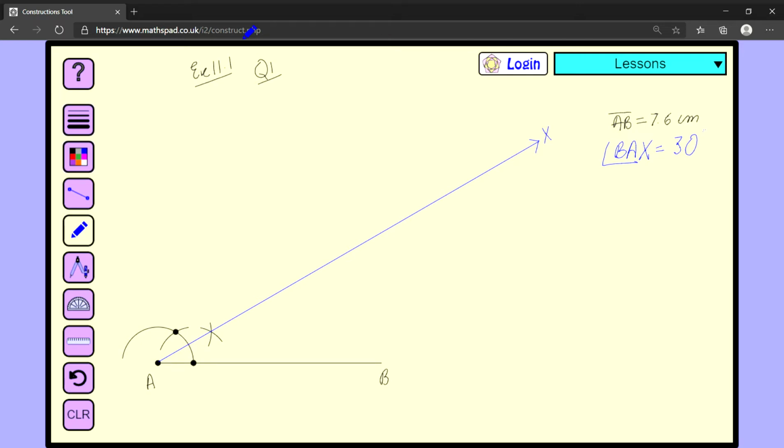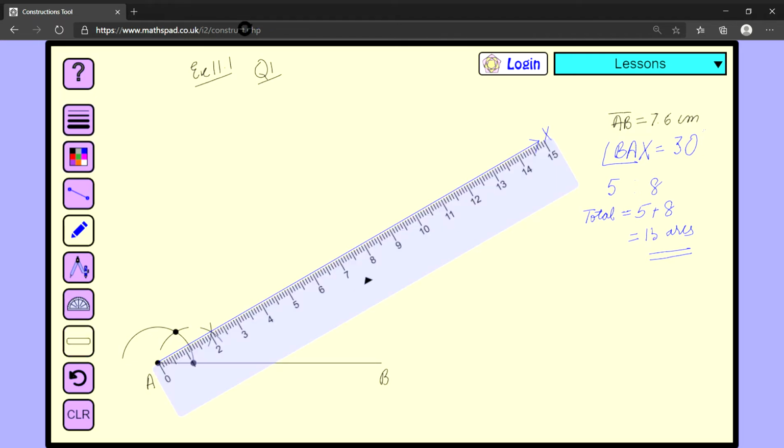Now I'm going to use the ratio given to me, which is 5:8. I want to divide the line segment AB in the ratio 5:8. This tells me that I need a total of 13 arcs along the arm of the angle I have constructed right now. So I'm going to cut off 13 arcs along AX. All these arcs will be spaced equally, and I'm going to take the distance as 1 centimeter, starting from A.